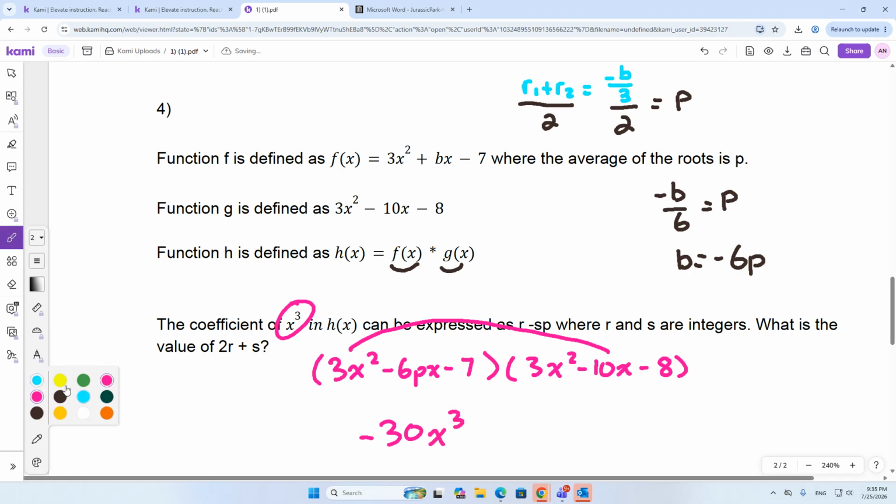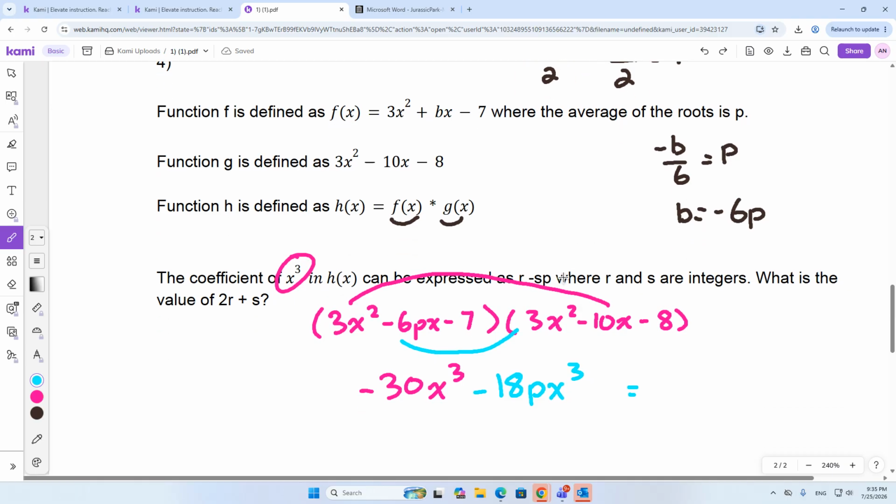And then what else is going to contribute to that? Logically, guys, it's going to be this one, right? So minus 18p x cubed, and that's going to be the only thing, okay? And I want to match this to negative 30, right? Yeah, so sorry, I want to match this with r. Let me write it underneath it. So it's talking about the coefficient, right? So let me just extract the coefficient. So negative 30 minus 18p.